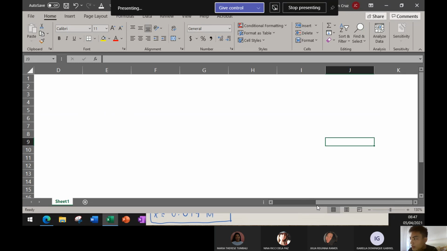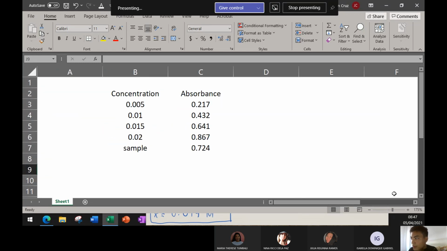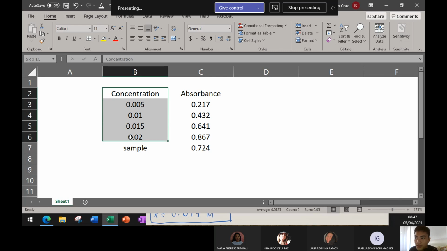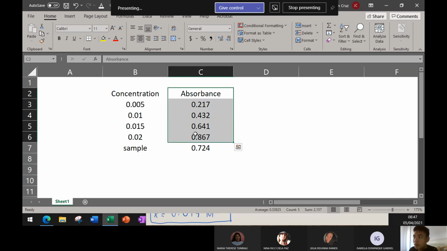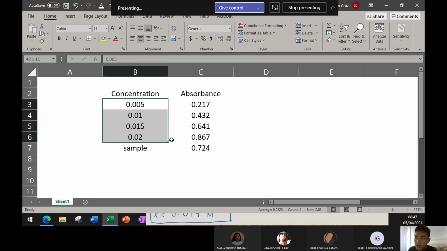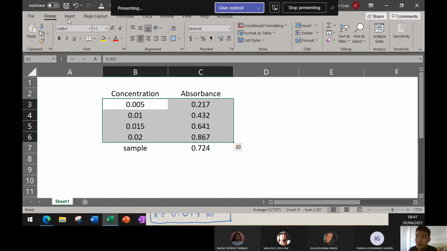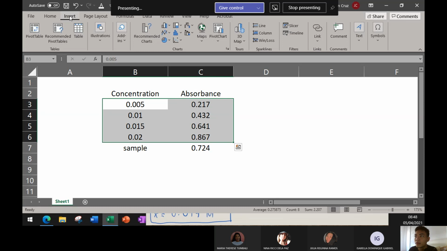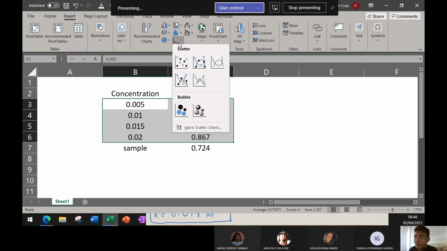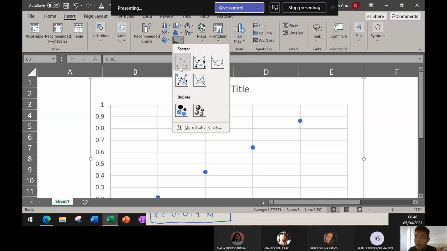So, yan. I plug in the concentration and the absorbance. This is the concentration. This is the absorbance. So, gagawin mo, gagawa ka ng graph, no? So, you select this array of data. Okay? So, select mo yung lahat. Huwag isasama to, ha? Ito lang. Then, you go to Insert. Then, dito sa charts, may makita kang ganitong symbol. Scatter tawag doon. So, you will choose Scatter. And then, you will click this.